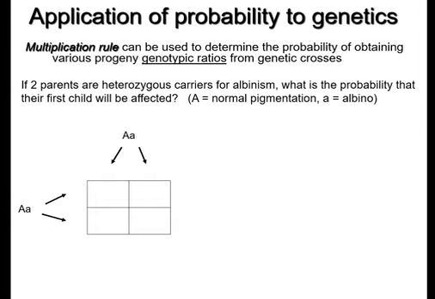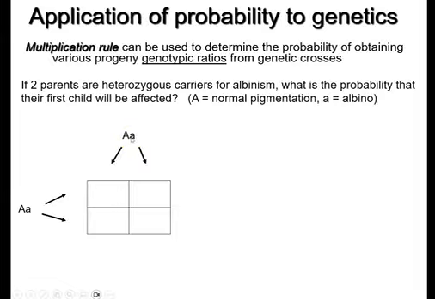All right, so let's put this together. If 2 parents are heterozygous for albinism, right? Albinism just basically means lack of pigment. So we'll define our alleles: a big A is normal pigmentation, and a little a is the allele for albino. And so if you're heterozygous, then you would be big A, little a, right?